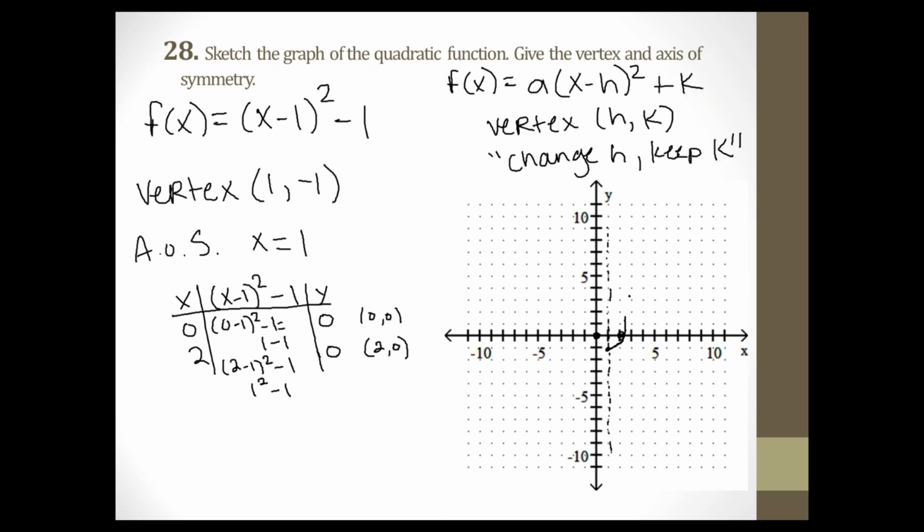So I can sketch my graph. Don't judge my sketch. It's a little shaky, but that's my sketched graph there. And you can always get more points by choosing more x values and plugging into your table to get other values. All right.